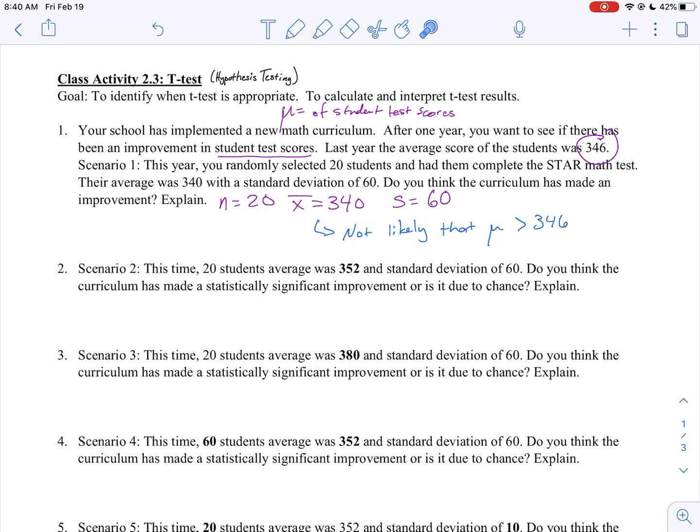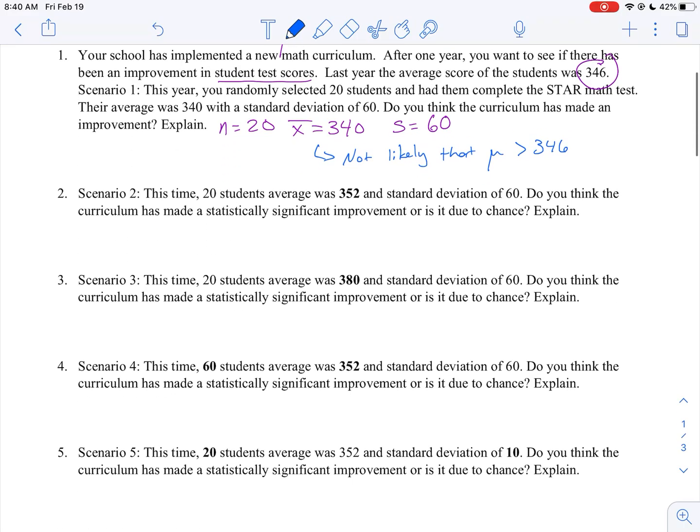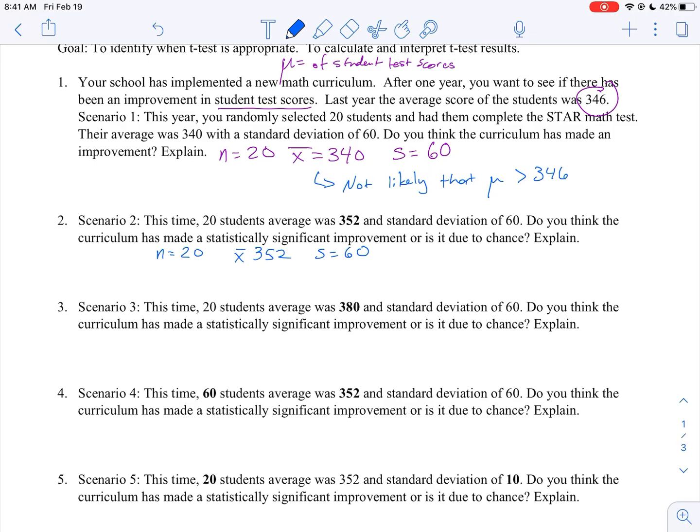So let's consider scenario 2. Scenario 2, similar setup. We still have a sample size of 20. Our sample average is a little bit higher now. It's actually above the 346. So does this mean that the population mean of all students is greater than 346? Well, maybe, right? We're at 352 in the sample, so I'd say here the answer is maybe.